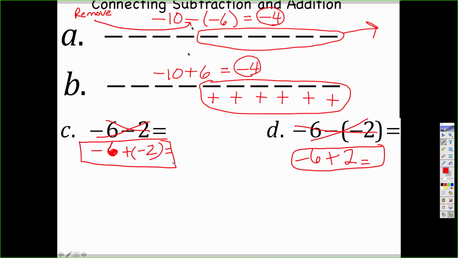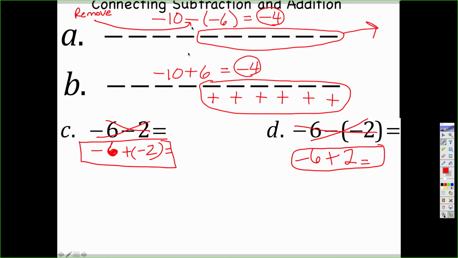Okay, so that's the basics of getting a subtract problem into addition. And of course we would never want to go backwards from addition to subtraction because addition is a lot easier. So if it's already addition, we leave it alone and just do the problem.